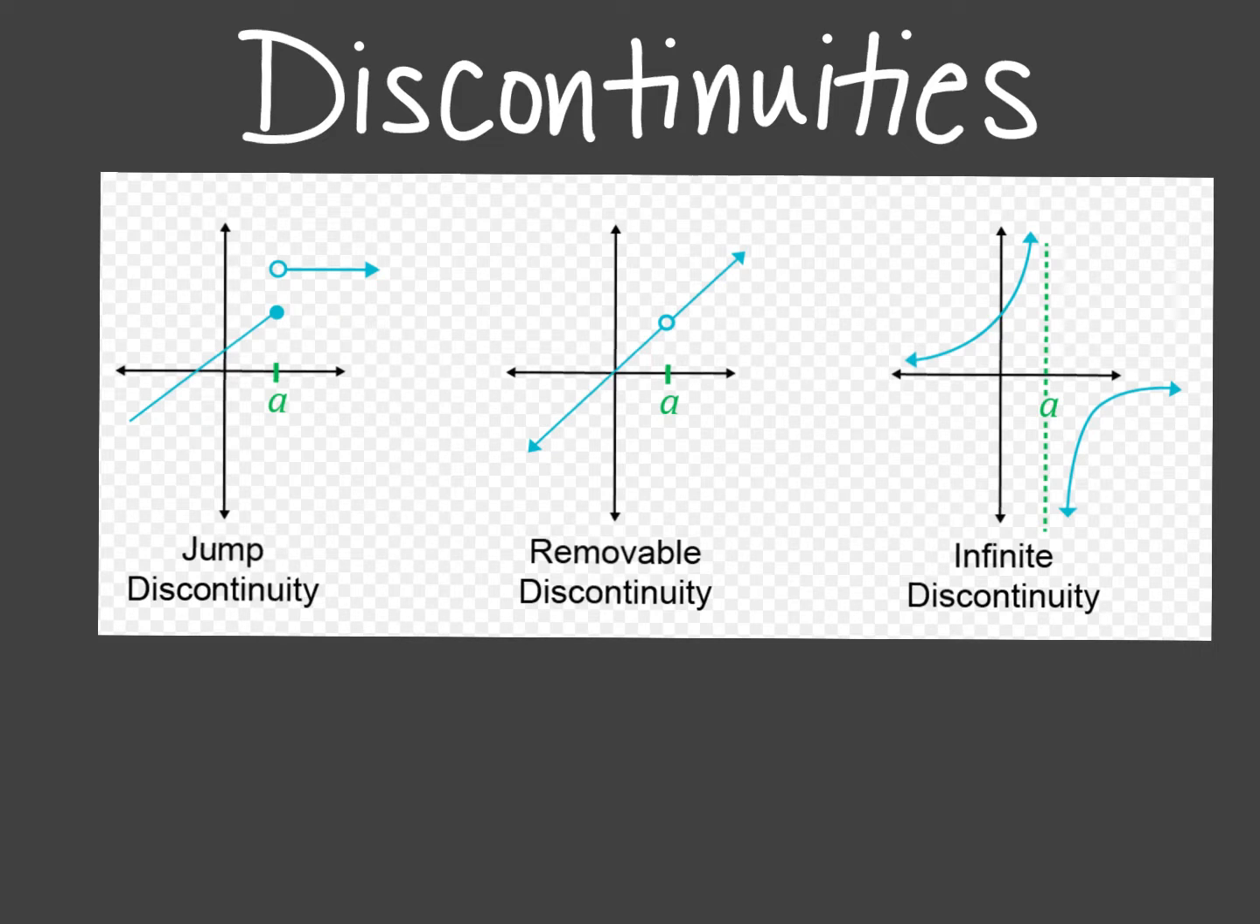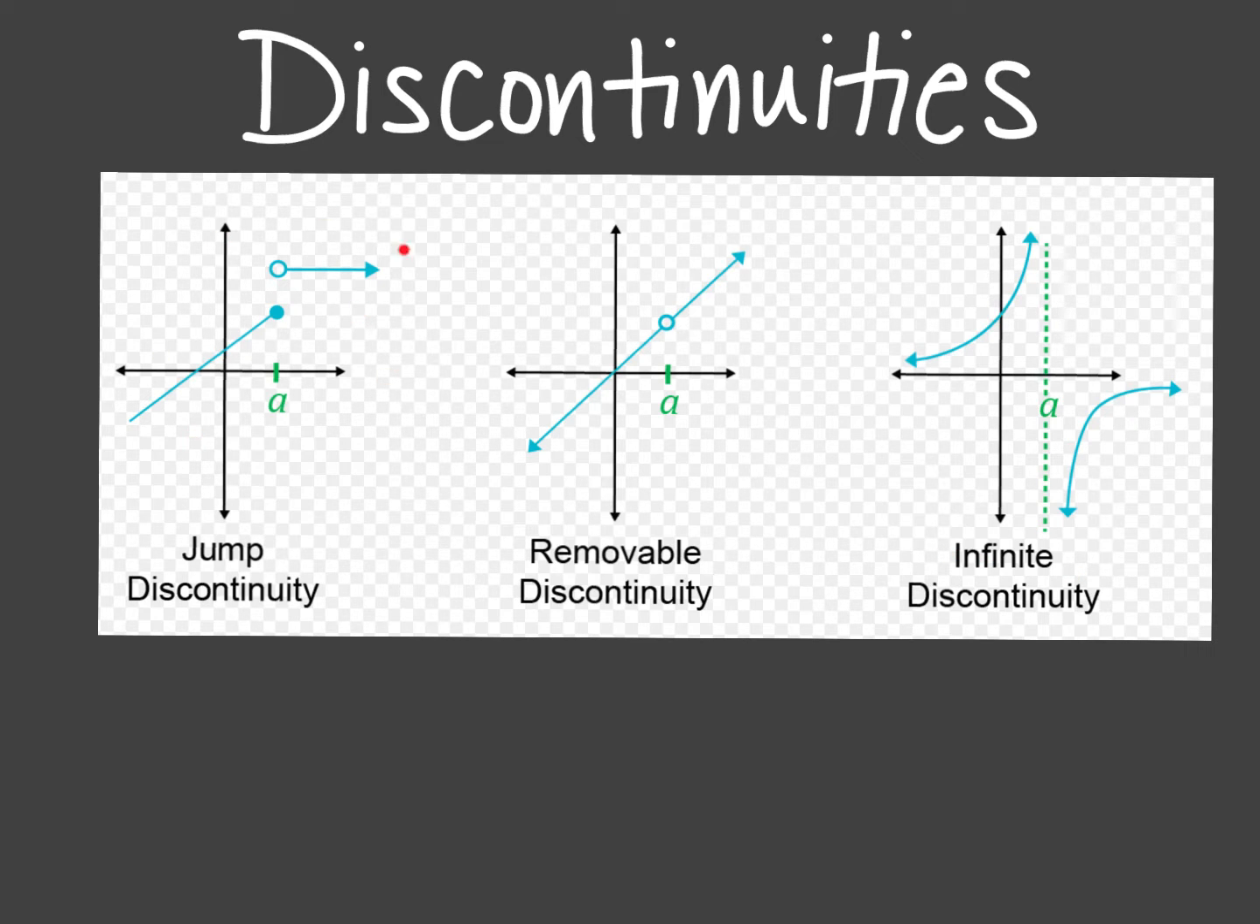When a function is not continuous at a point, we say that it is discontinuous or has a discontinuity at that point. In this case, we are looking at x equals a. The three types of discontinuities are jump, removable, and infinite. You can see what each one looks like here.